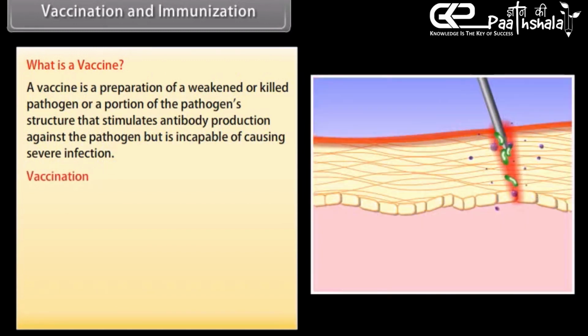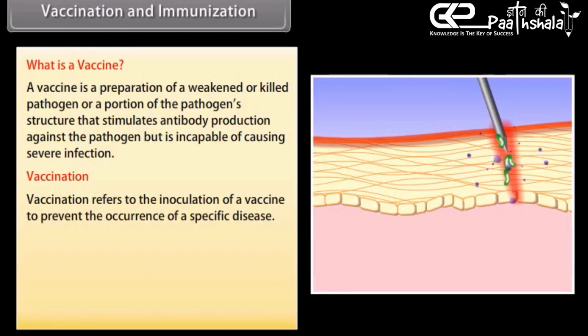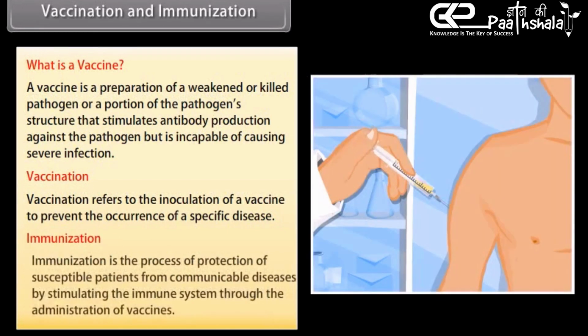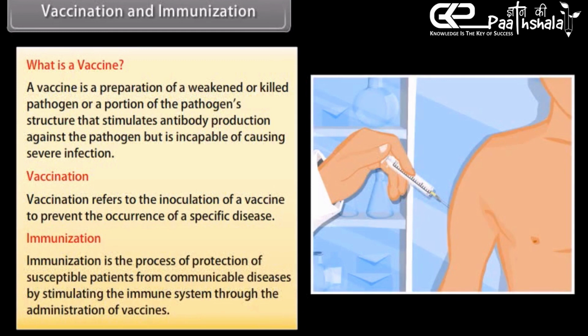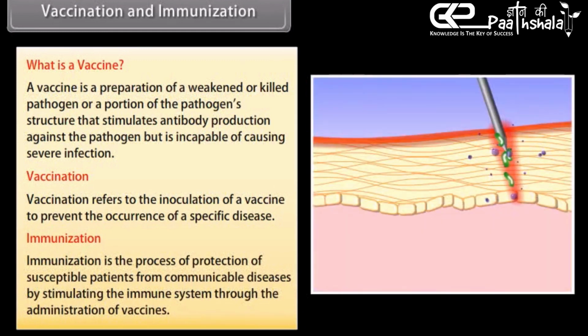Vaccination. Vaccination refers to the inoculation of a vaccine to prevent the occurrence of a specific disease. Immunization. Immunization is the process of protection of susceptible patients from communicable diseases by stimulating the immune system through the administration of vaccines.